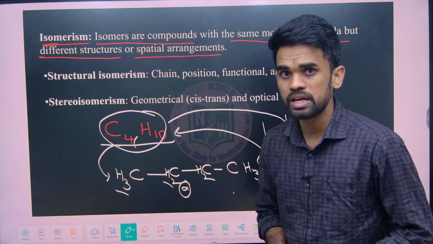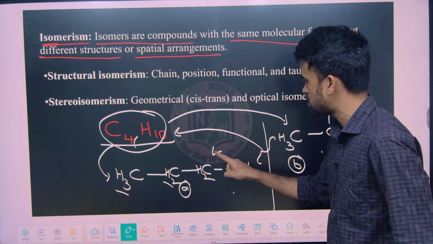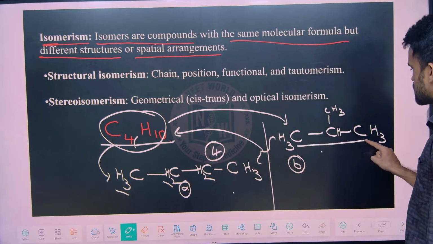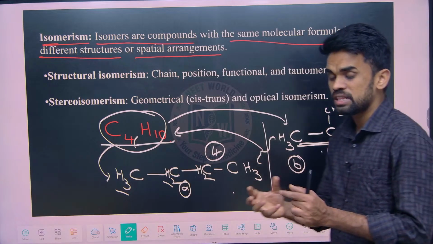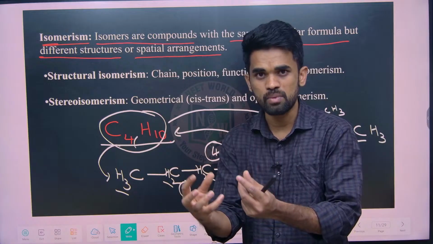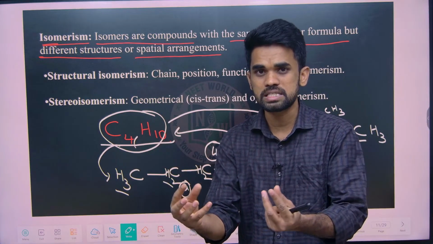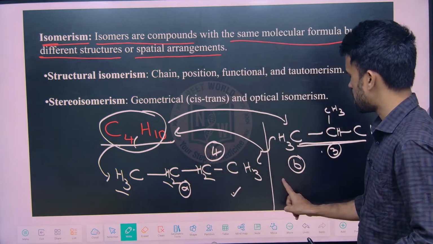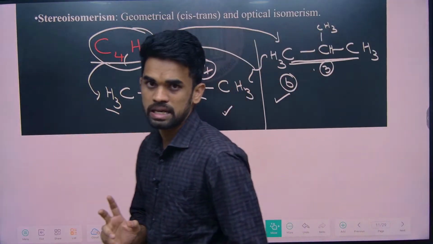Now, how do they differ? See, in the straight chain, the longest chain, how many carbons are there? 4 carbons are there. But here, the longest carbon chain has only 3. So they differ in the structure of the compounds. Isomers which have the same molecular formula but different structures, you can call structural isomers. So these two are examples of structural isomers. Hope it is clear, right?